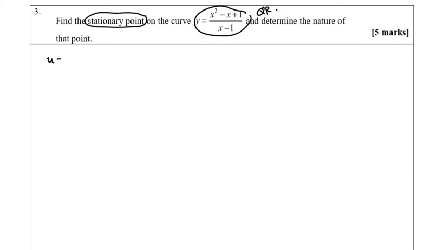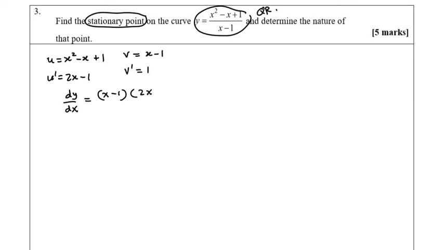Okay, so our u is x squared minus x plus 1 and our u prime is 2x minus 1. Our v is x minus 1 and our v prime is 1. Okay, so our dy/dx is equal to v u prime minus u v prime, divided by v squared. So we have (x minus 1) squared here.